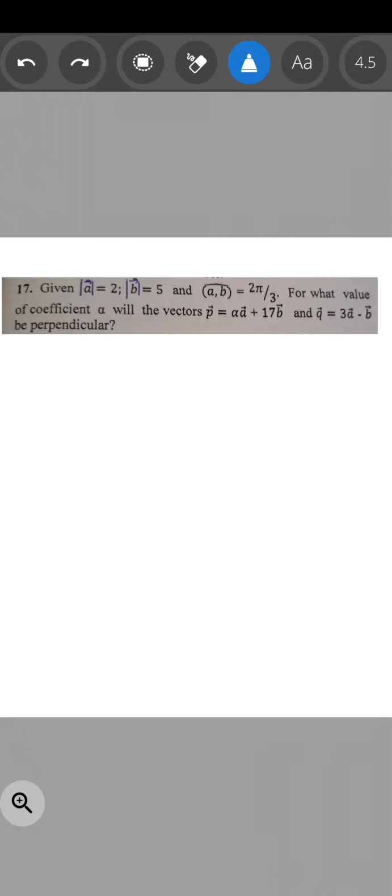Hi everyone, today I'll share with you the solution of two questions which are about scalar product of two vectors. So let's begin the first one.